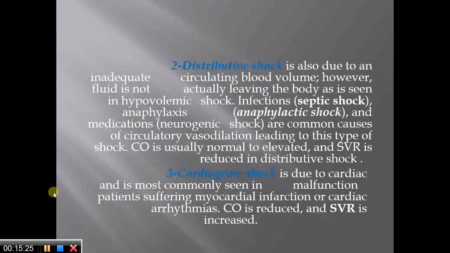Infections (septic shock), anaphylaxis (anaphylactic shock), medications, and neurogenic shock are common causes of circulatory vasodilation leading to this type of shock. CO is usually normal to elevated, and SVR is reduced in distributive shock. Cardiogenic shock is due to cardiac malfunction and is most commonly seen in patients suffering myocardial infarction or cardiac arrhythmias. CO is reduced, and SVR is increased.